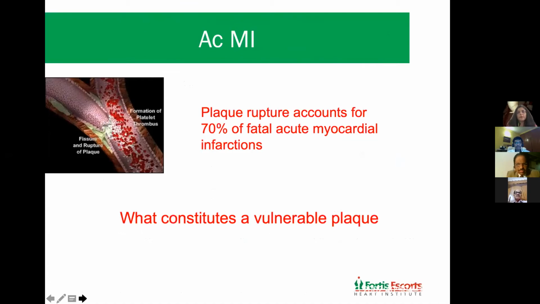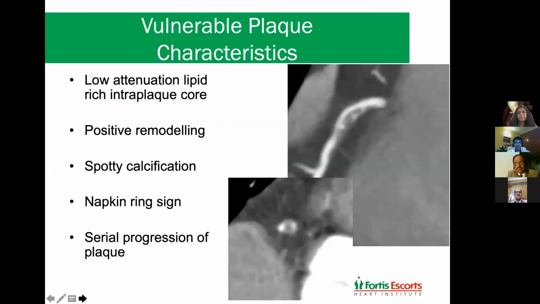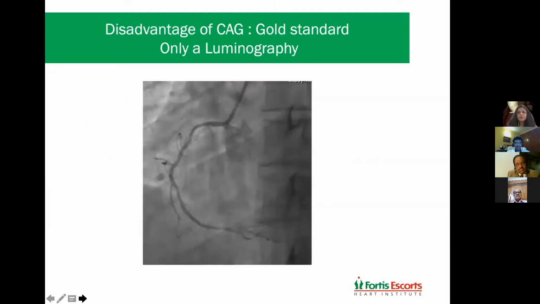When we talk about acute MI, not infrequently, it's the plaque rupture which accounts for 70% of the fatal MIs. And what constitutes this vulnerable plaque that can rupture? These are usually the low attenuation lipid-rich intraplaque cores with positive remodeling, spotty calcification, napkin ring sign, and serial plaque progression. And this is exactly what we saw in the RCA of this patient.